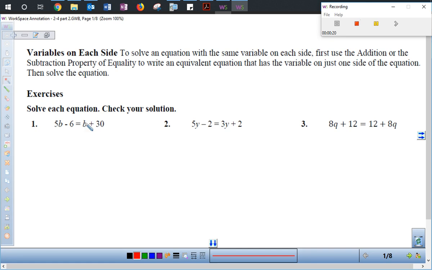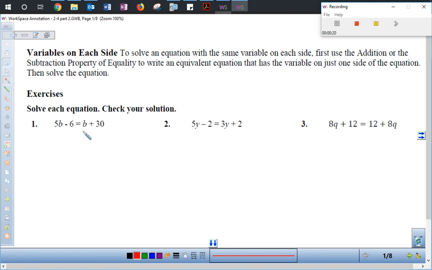Now, all that we need to do to solve is get all of our variables onto one side of the equation and all of our constants onto the other. I have a 5b on the left side and a b on the right side. I want to get both of those variables onto the same side of the equal sign. It doesn't matter which side you choose. You just have to ask yourself which one would be easier. Would it be easier to move the 5b over to the right side or the 1b over to the left side? For me, it would be easier to move the 1b over to the left side.